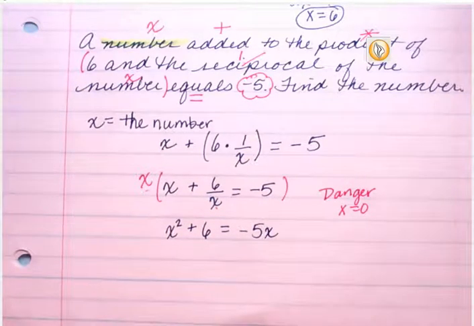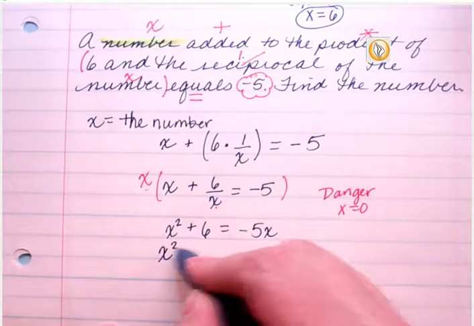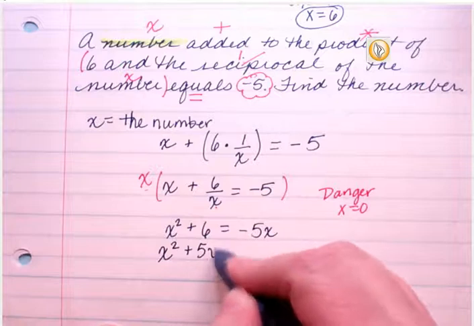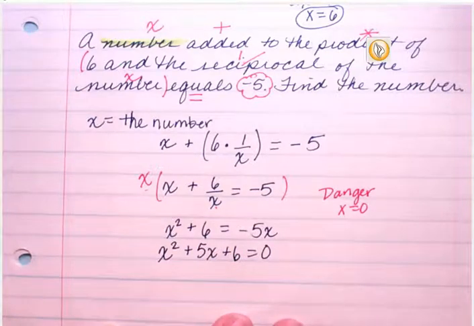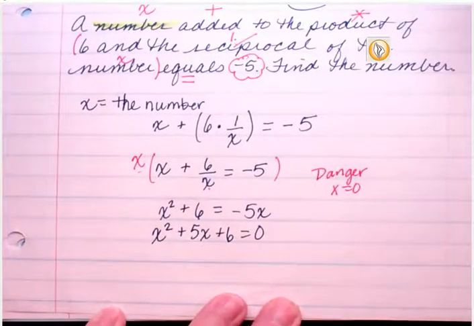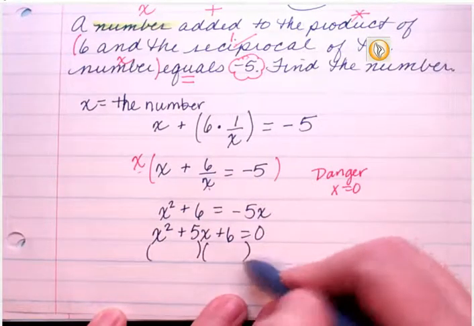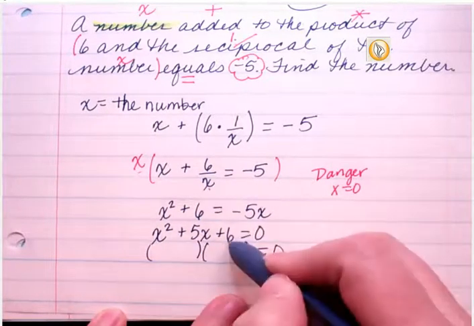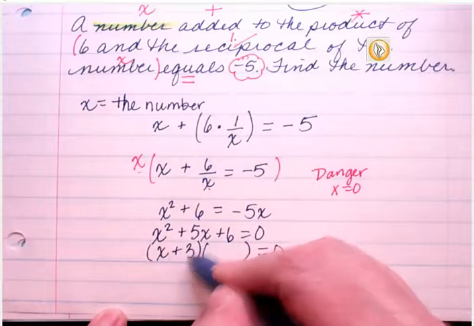We have a quadratic equation, so we're going to solve that, get it equal to 0. So x squared plus 5x plus 6 equals 0. You could use the quadratic formula. You could use graphing. You could factor. As you all know, I love my F words, so I'm going to use my favorite F word, which is factor. And when I factor this, factors of 6 that add up to be 5 are 3 and 2.